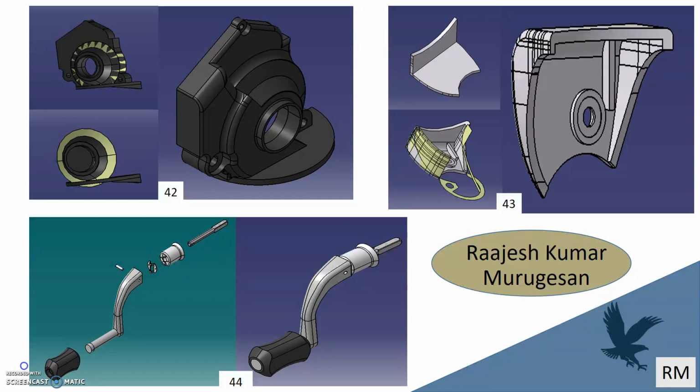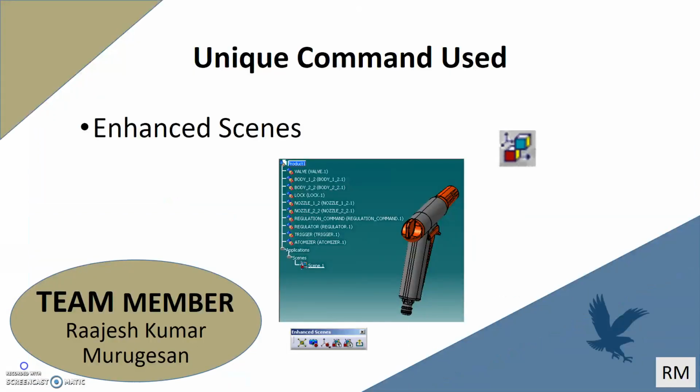And the unique command I used in this project is the enhanced scenes I used in the assembly workbench. It helps you create the exploded view of an assembly without disturbing any constraints or any position of the actual assembly, since it saves the files in the form of an application. As you see in the image, it's just creating scenes in the application, so it will be easier for you to create exploded view drawings. You just need to select the scenes to get the exploded view drawing.